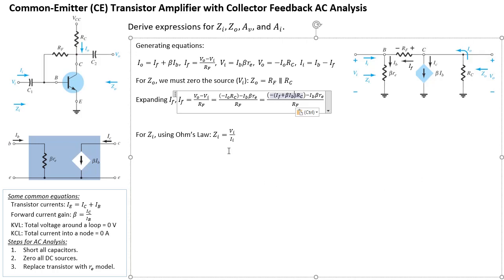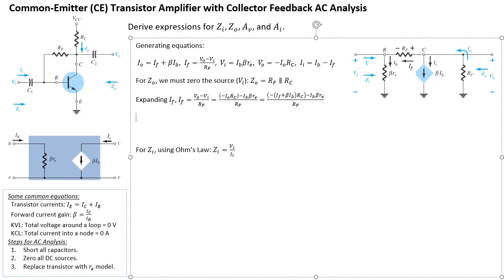Now I have a term that has IF on one side and IF also on the other side. So I'm going to continue with this line of equation. I'm going to put RF on the other side, so it becomes IF times RF, which is going to be equal to all of this, all of that.